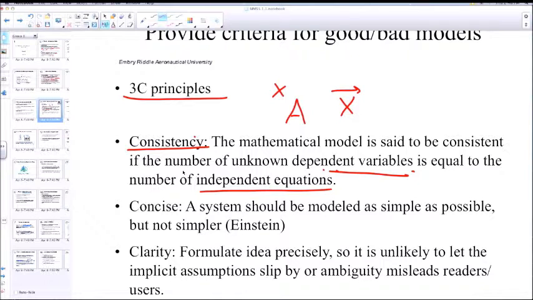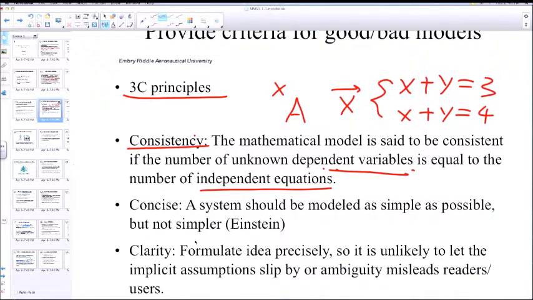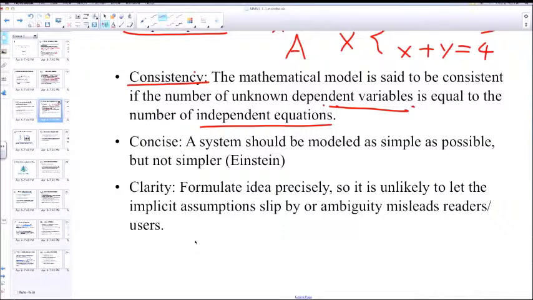And another consistency: you cannot give me 2 equations that contradict themselves. Let me give an example. x plus y equals 3 and x plus y equals 4. That system is not consistent. And next, concise. That means you want to make it as simple as possible. And clarity. That means we are not allowed to have ambiguous words.